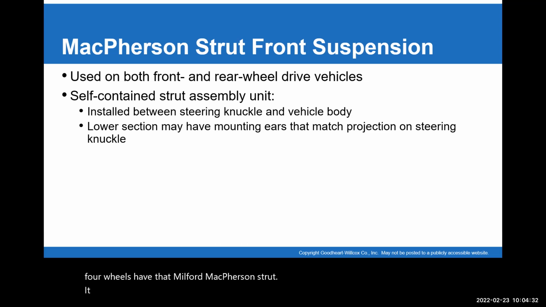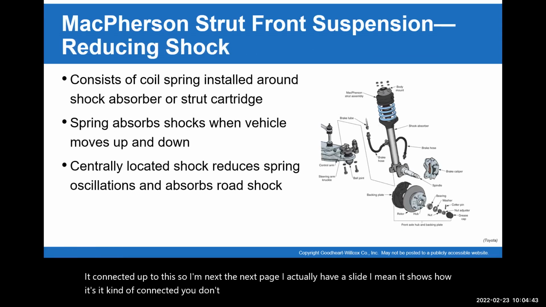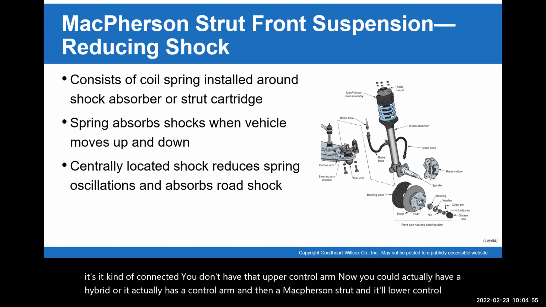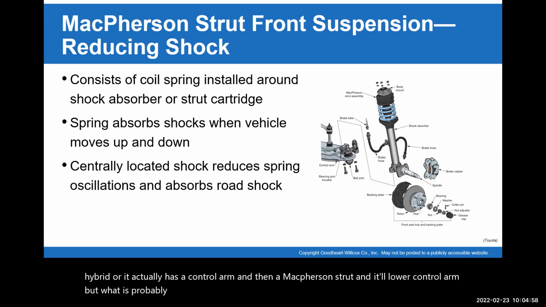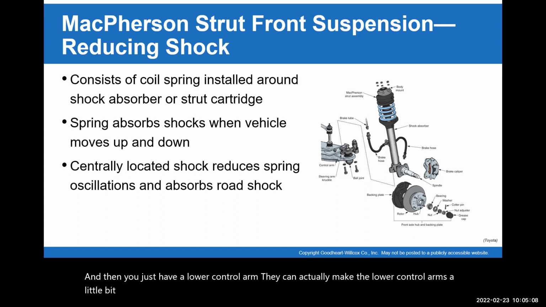On the next page I actually have a slide that shows how it connects. You don't have that upper control arm. You could have a hybrid that has a control arm, a McPherson strut, and a lower control arm, but what is probably most common is a McPherson strut going up to the body, mounting to the body, and then you just have a lower control arm. They can actually make the lower control arms a little bit smaller this way too.